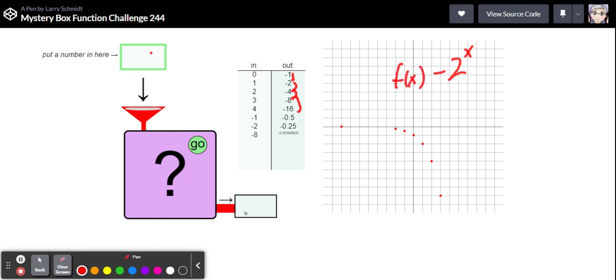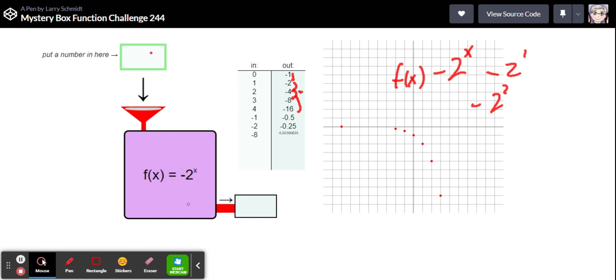Let's just run through a couple of points in our mind. If we put in a 0, 2 to the 0 is 1, because anything to the 0 power is 1, and then you put a negative sign on it, you get a -1. If you put in a 1, 2 to the 1 is 2, and put a negative sign on it, you've got a -2. If you put in a 2, 2 to the second is 4, put a negative sign on it, you get -4. So I think we've got this one. It's just an exponential that's been flipped upside down with that negative sign out in front.